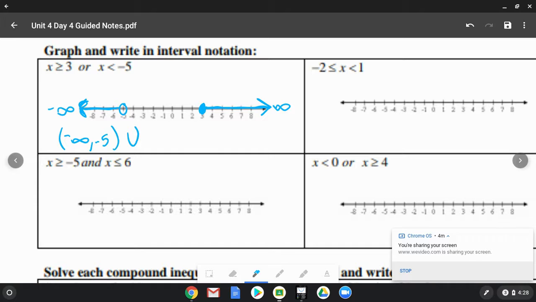We put that U in between. We put a bracket for that 3, comma, and it goes to infinity. And that always has a parenthesis, the infinity. Let's go right below that.